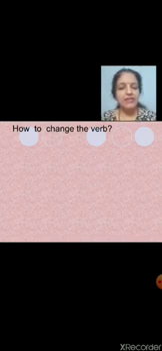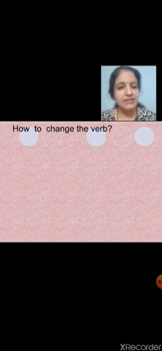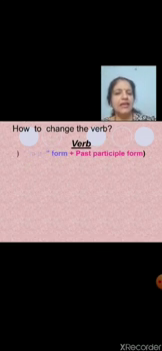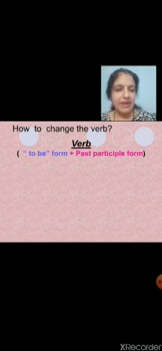Now, what is important to learn in the entire chapter is how to change the verb. Changing the verb is not at all difficult if you know the past participle form and the to be form. Okay? Now, let us see if we have to change the verb into its two forms. One is the past participle form and one is the correct to be form.